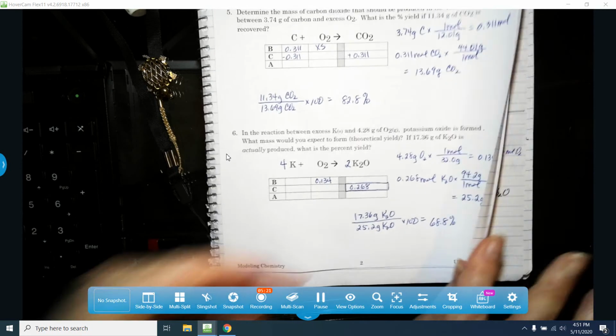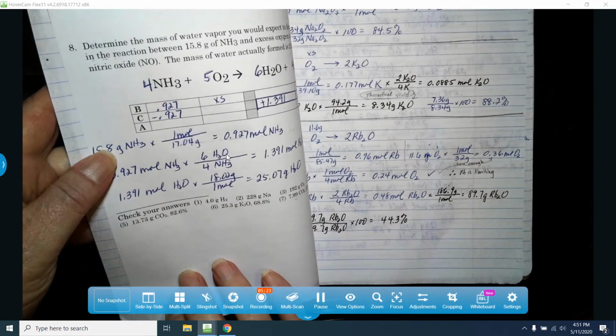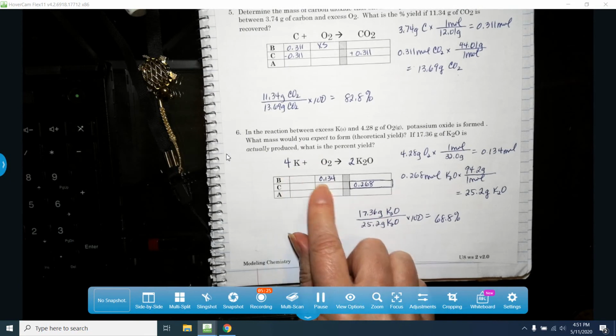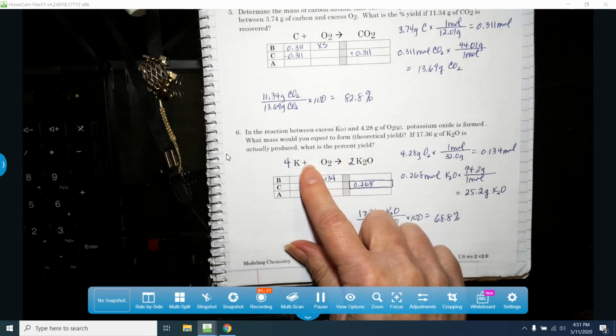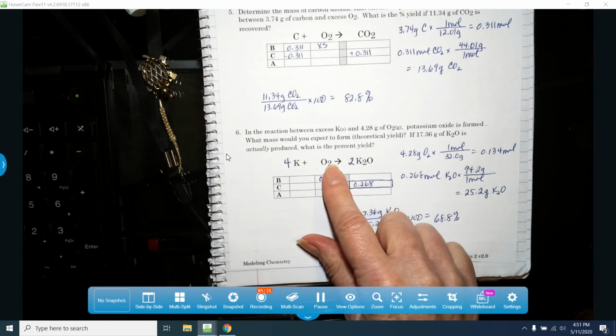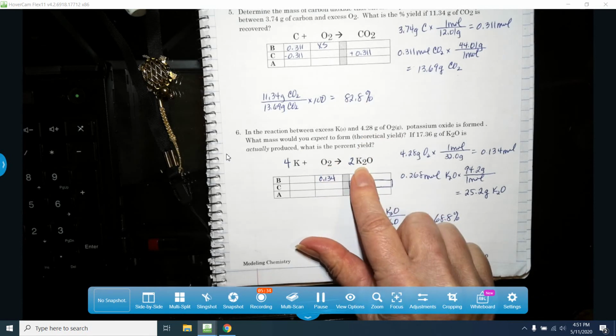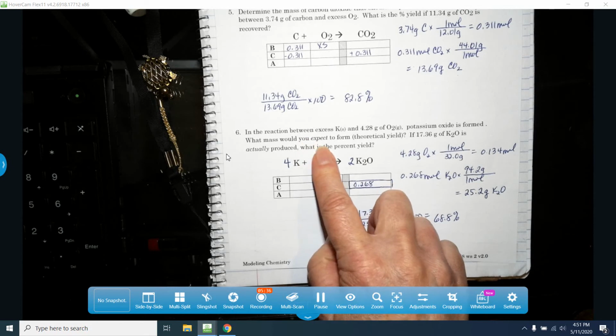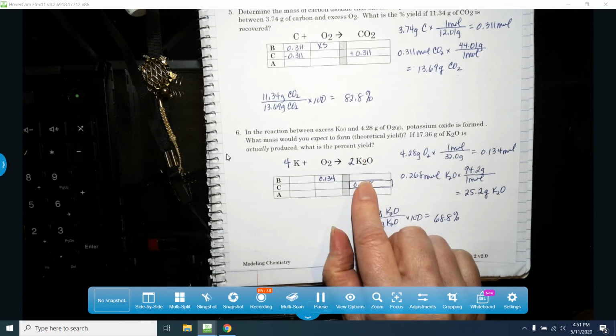Okay, and then the very last one. Is it the last one? No, sorry, there's more. Okay, number 6. So you have this reaction. We have 4.28 grams of oxygen. Potassium oxide is formed. What mass would you expect to form? So that's your theoretical yield.